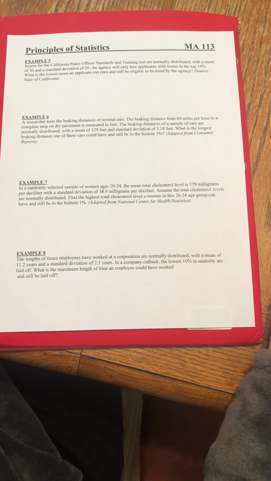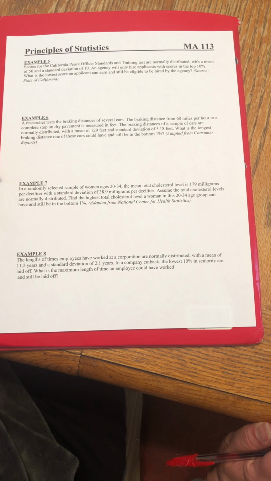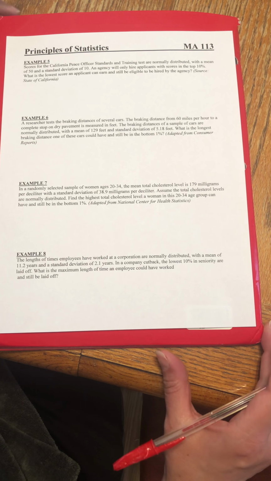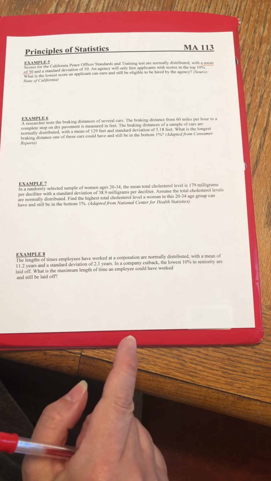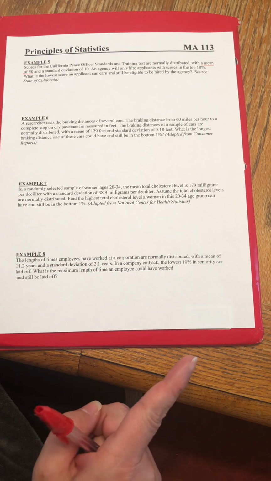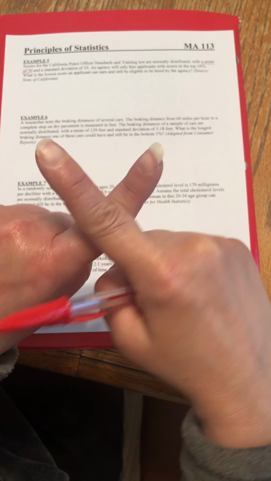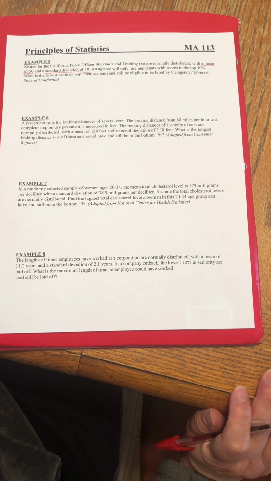We left off on example 5. Scores for the California Peace Officer Standards and Training Test are normally distributed with a mean of 50. All right, we're going to need that, mean of 50. Since it's a mean of 50 and not 0, this is normal, not standard normal, so we're not using the letter Z, we're using the letter X, and a standard deviation of 10. An agency will only hire applicants with scores in the top 10%.